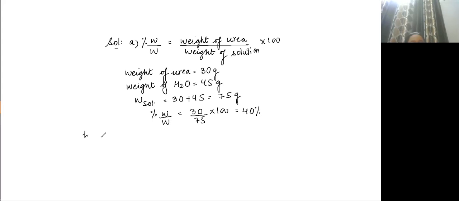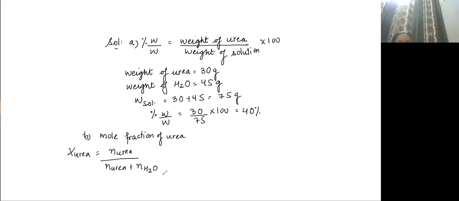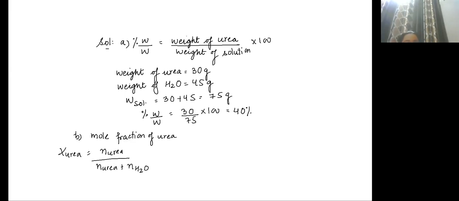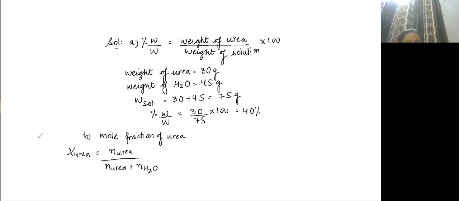Now B part is mole fraction of urea. How will you calculate mole fraction of urea? Mole fraction of urea is equal to moles of urea divided by moles of urea plus moles of H2O. What are moles of urea? Moles of urea will be weight, that is 30 divided by 60, which is equal to 1 by 2.